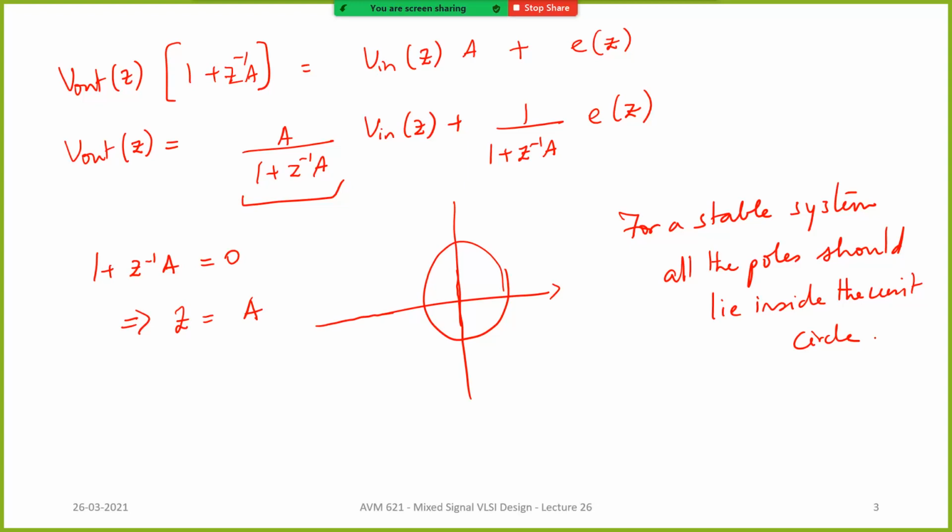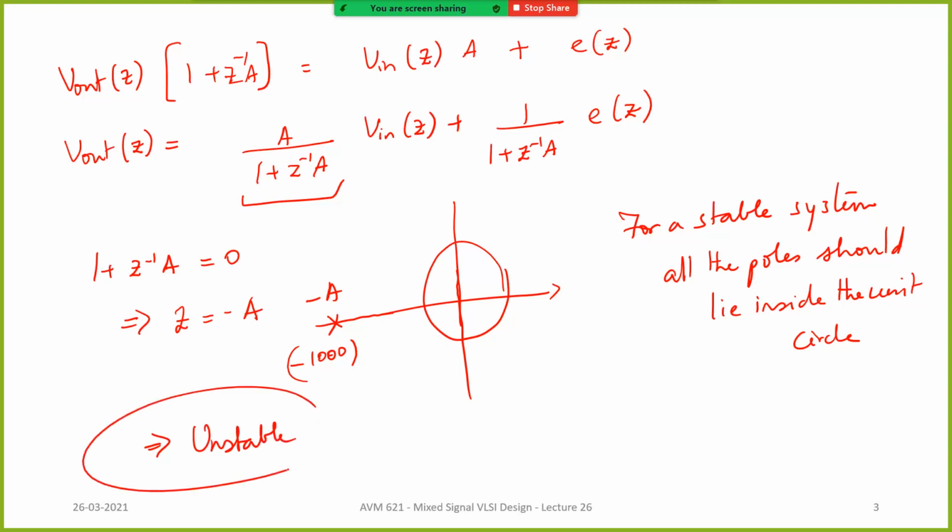Let's say the gain of your op amp is 1000, right? So, sorry, z is minus A. So your pole is actually at some minus 1000, for example, or rather it is at minus A, right? So it basically means that this system is unstable.